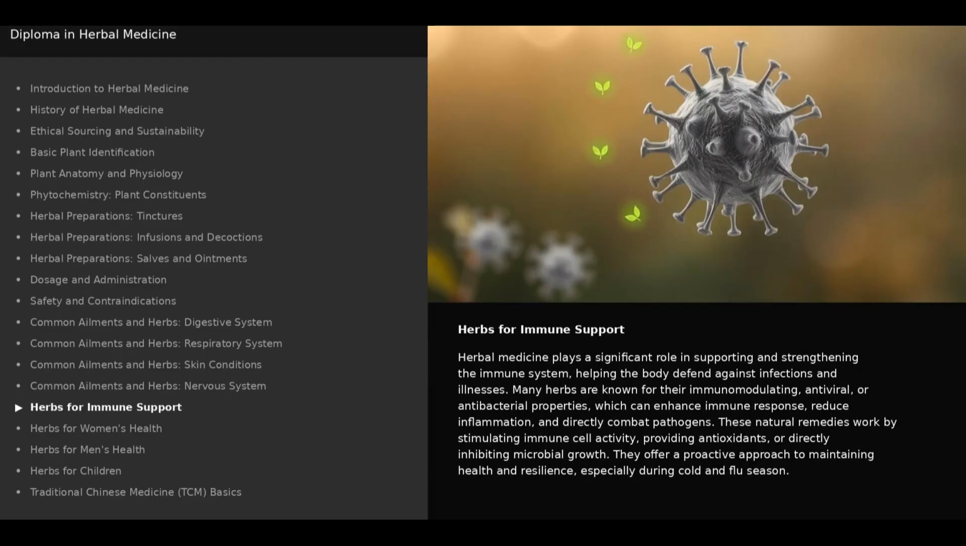Herbs for immune support. Herbal medicine plays a significant role in supporting and strengthening the immune system, helping the body defend against infections and illnesses. Many herbs are known for their immunomodulating, antiviral, or antibacterial properties, which can enhance immune response, reduce inflammation, and directly combat pathogens. These natural remedies work by stimulating immune cell activity, providing antioxidants, or directly inhibiting microbial growth. They offer a proactive approach to maintaining health and resilience, especially during cold and flu season.